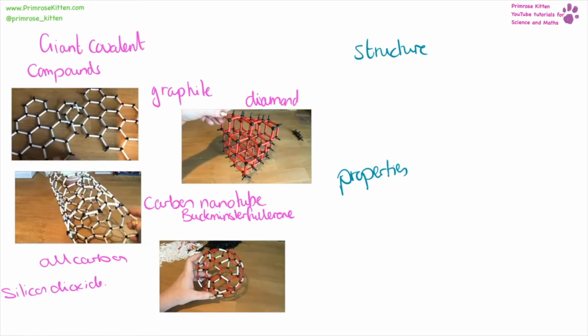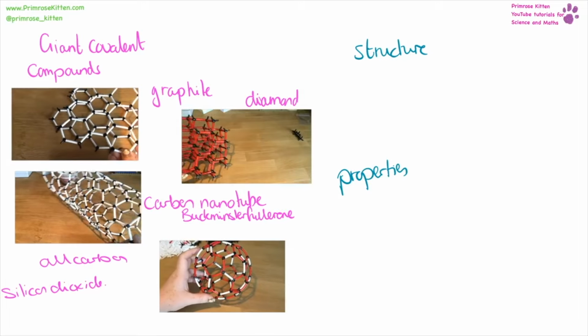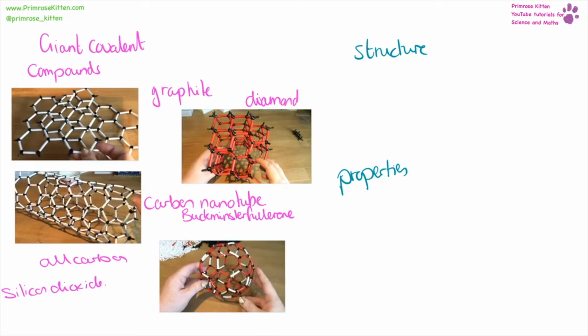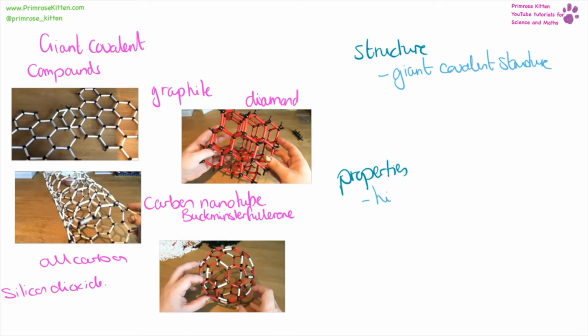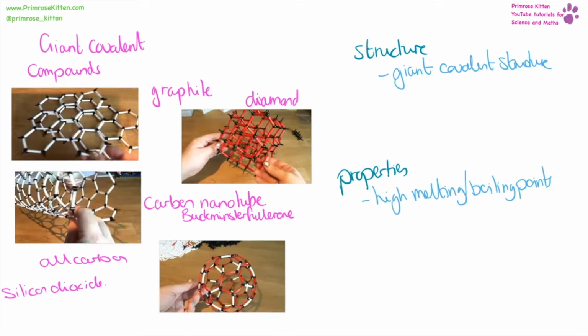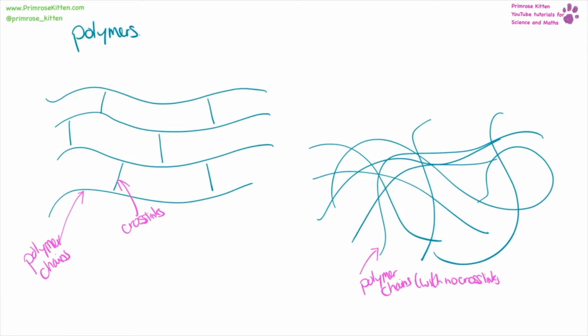For giant covalent compounds, ones made of carbon, such as graphite, diamond, or any fullerenes or silicon dioxide, they're going to have a giant covalent structure. Their properties are high melting and boiling points, and they do not conduct, and they do not dissolve. With polymers, whether they have crosslinks or not are going to determine what their properties are going to be like. So polymers that do have crosslinks are very, very fixed in place. These are going to burn upon heating, whereas polymers without crosslinks are going to melt upon heating, because these polymers can slide across each other, whereas these ones cannot slide across each other.